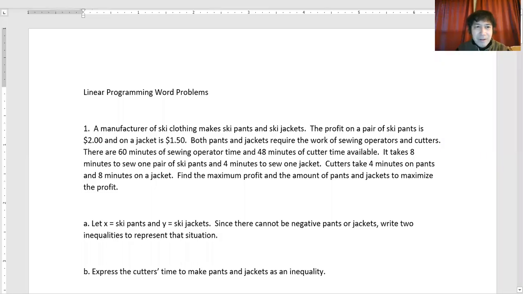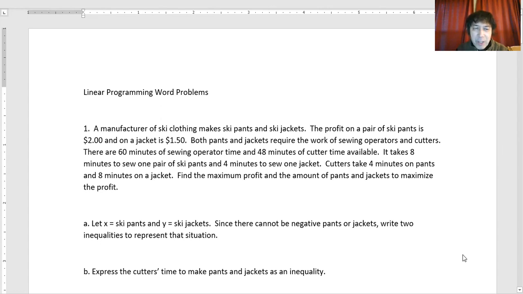This is the first number under linear programming word problems. A manufacturer of ski clothing makes ski pants and ski jackets. So we have two variables here. The profit on a pair of ski pants is $2, and on a jacket is $1.50. So $2 for pants and $1.50 for a jacket. Both pants and jackets require the work of sewing operators and cutters. So this will involve sewing and cutting.